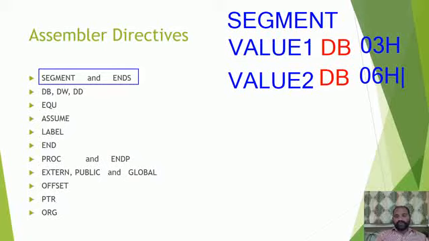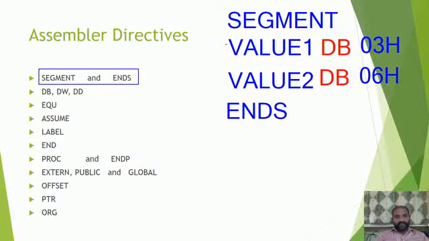So this is one set of statements. I declared the two variables. In our program we require two variables, one taking 03 and the other taking 06H. So now only two data elements are there. Now I'm going to terminate this group with ENDS. ENDS is nothing but end of segment.